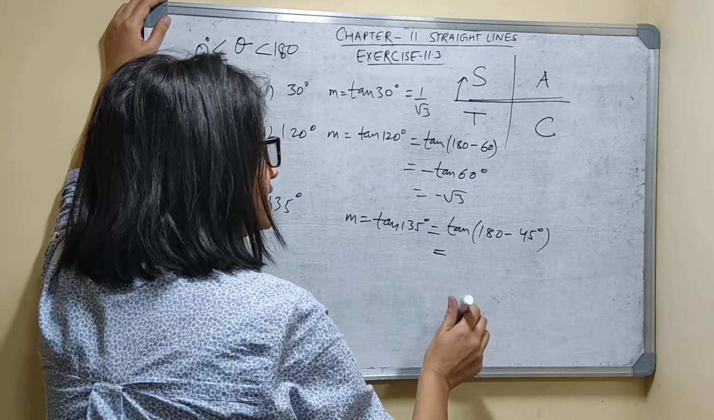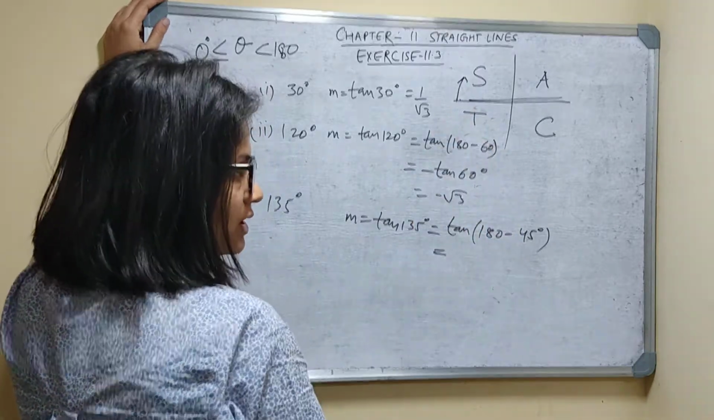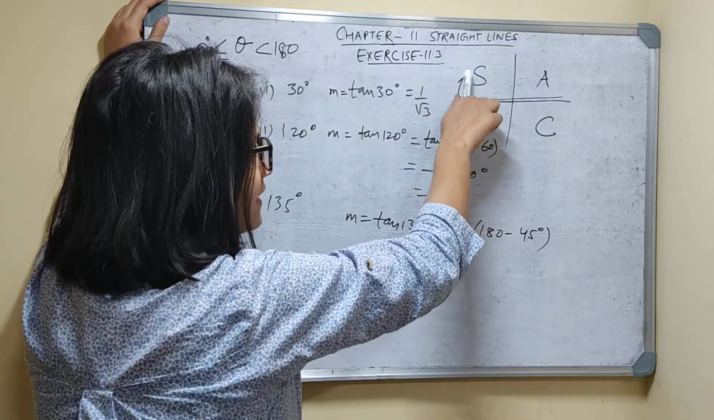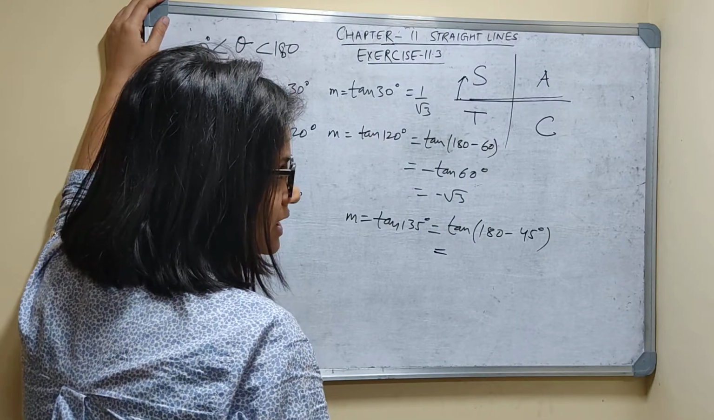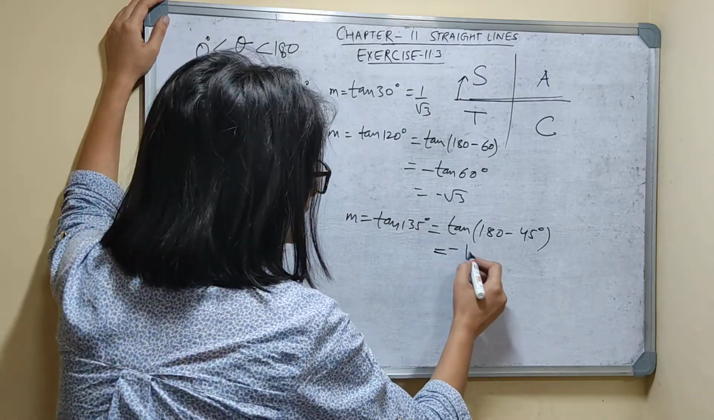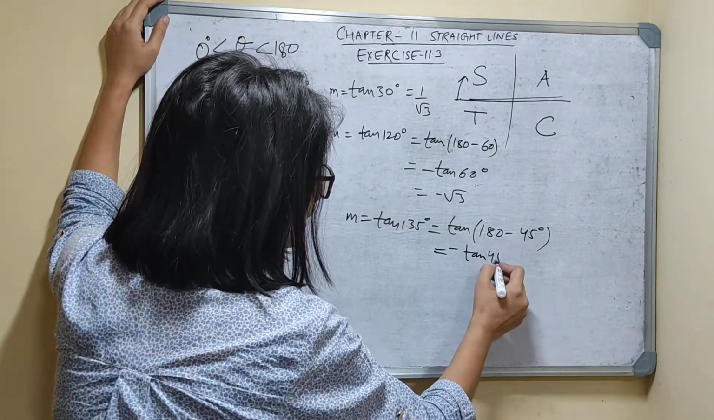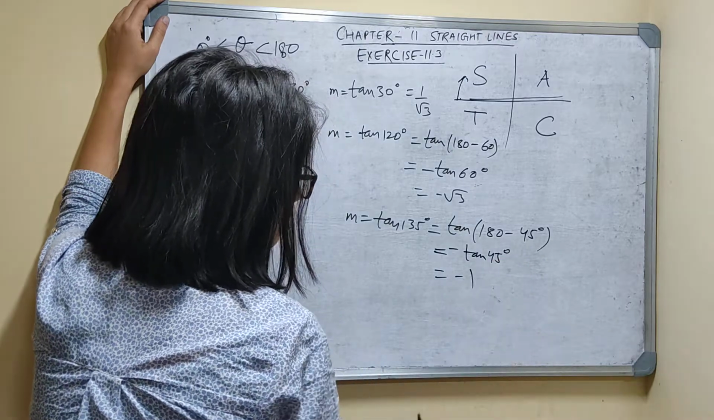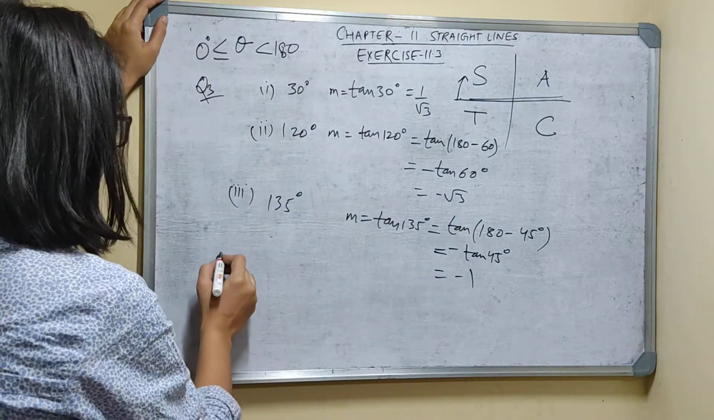So 180 minus theta. tan(180 minus theta) is what? In the second quadrant, 180 minus theta means it will be in the second quadrant. So it will be what? Minus tan theta, it is 45 degrees. So minus tan 45 is what? 1. So tan 135 it is what? Minus 1.